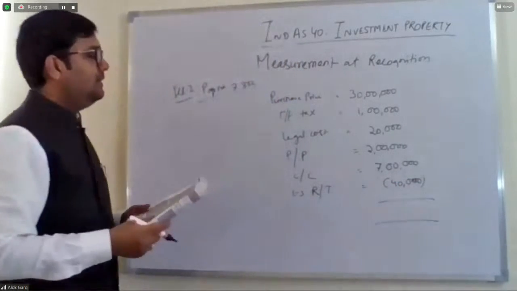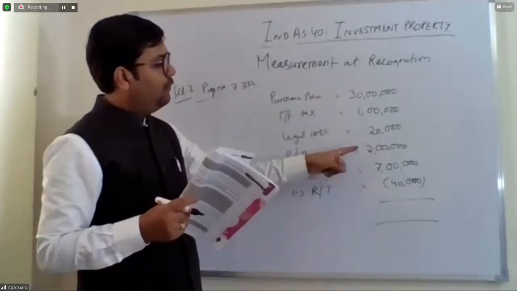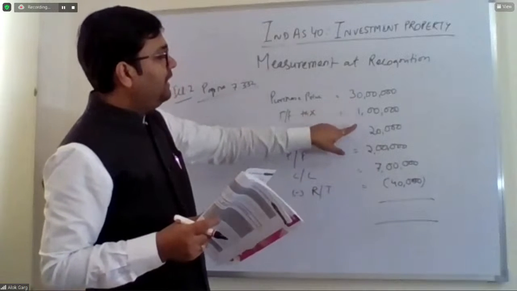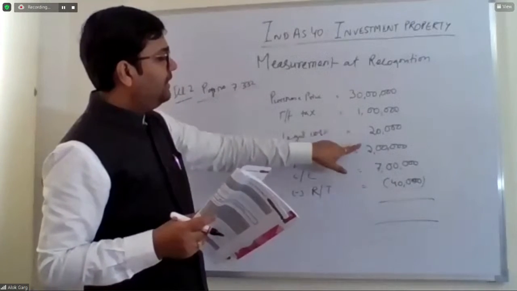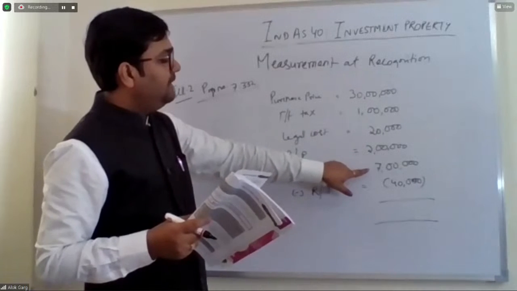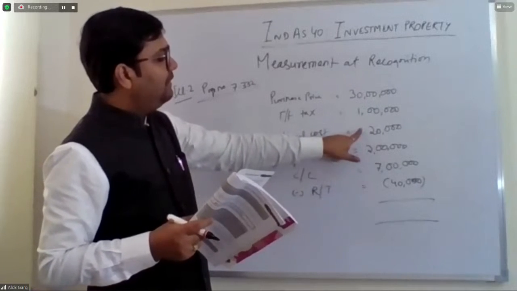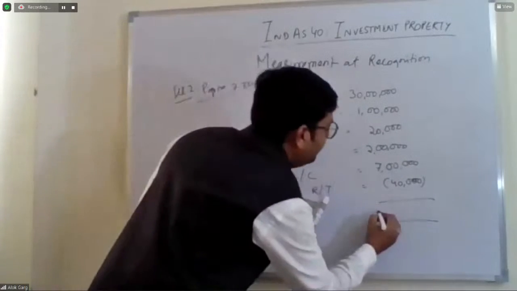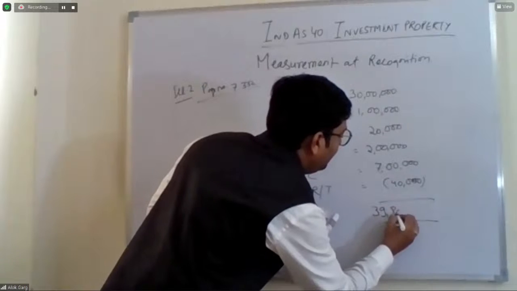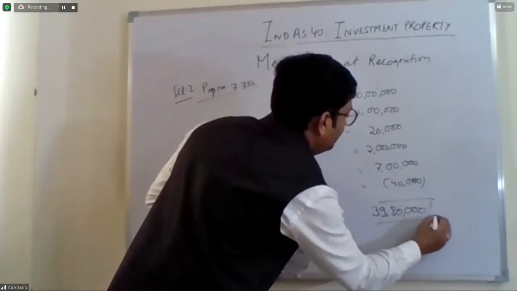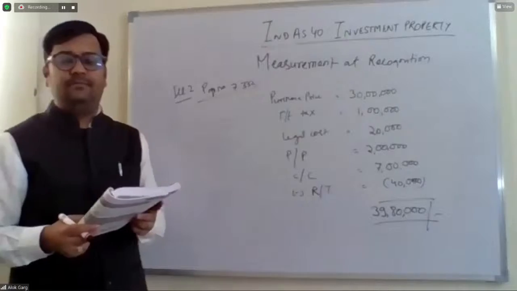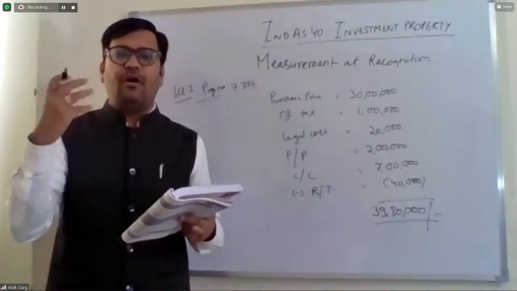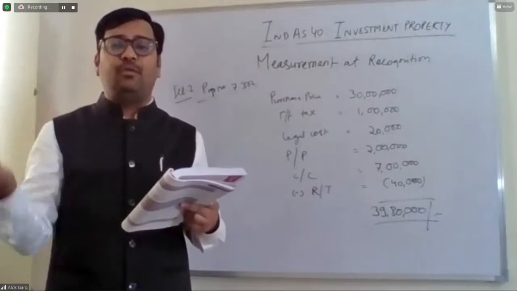So what is the total here? 30 lakh plus 1, 31. 31 plus 2, 33. 33 plus 7, 40. 40 lakh 20,000 minus 40,000, which is 39 lakh 80,000. So this is the cost of the investment property. Cost includes purchase price plus non-refundable taxes plus directly attributable cost.